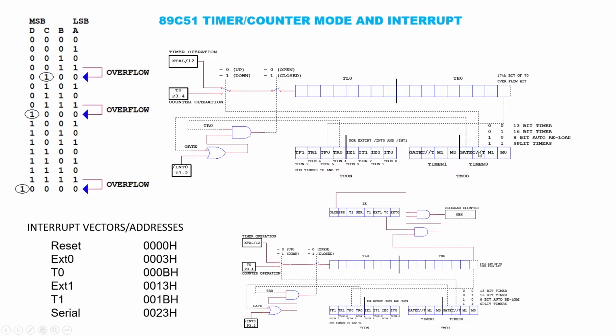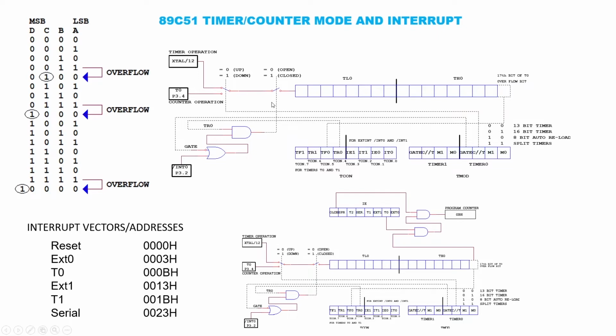If the status of the counter or timer bit is 0, then the switch will be selected for crystal oscillator divided by 12, and the pulses from crystal divided by 12 will be applied to the timer. And here we have another selection. If the status of the counter or timer bit is 1, then the pulses from port 3.4 will be applied to timer 0.